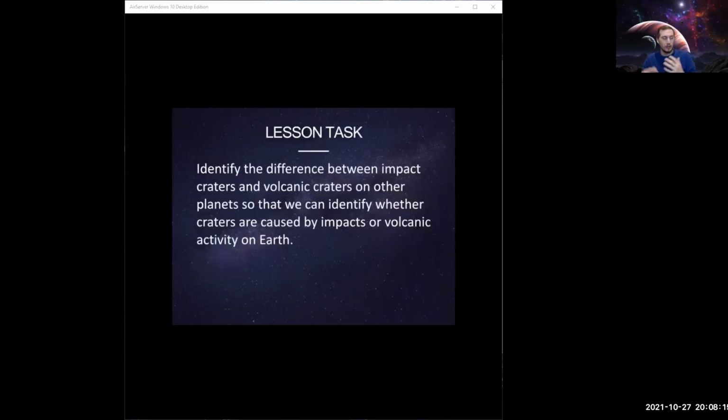So our lesson task, this is just one snippet of the unit, was to give them the ability to identify the difference between impact craters and volcanic craters. And we started having them look at those on other planets first, which we're going to show you how we were able to do that.